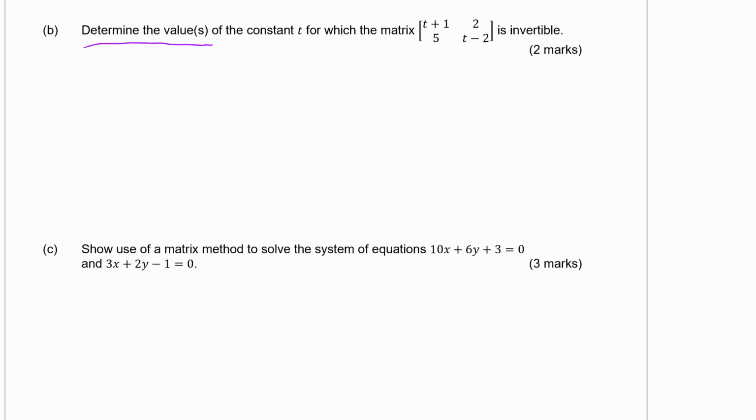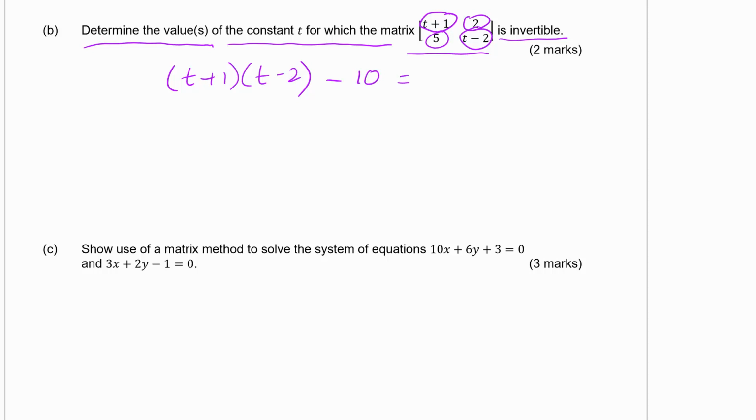Determine the value or values of the constant t for which the matrix given here is invertible. That means that we can produce an inverse, and that means we need the determinant to not be 0. So the determinant here is (t plus 1) multiplied by (t minus 2), take away 5 times 2. Let's find out when it's 0, and then it's going to be not those values.